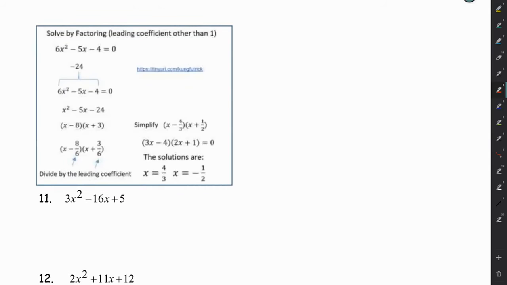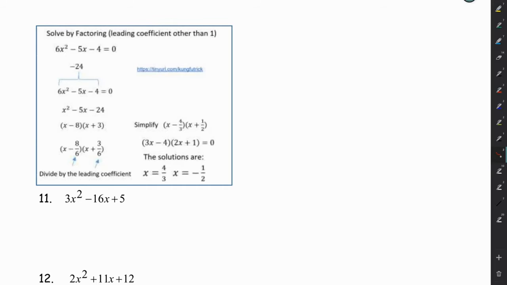All right, so now we're going to move on to a slightly different level of factoring where we have a leading coefficient that is other than 1. And there are many different ways to approach this. Some people like factor by grouping. Some people like what's called the rainbow method. I, for fun, refer to it as the Kung Fu trick. I have a link right here where you can watch the Kung Fu trick demonstrated. But let's talk through the example that I have here.